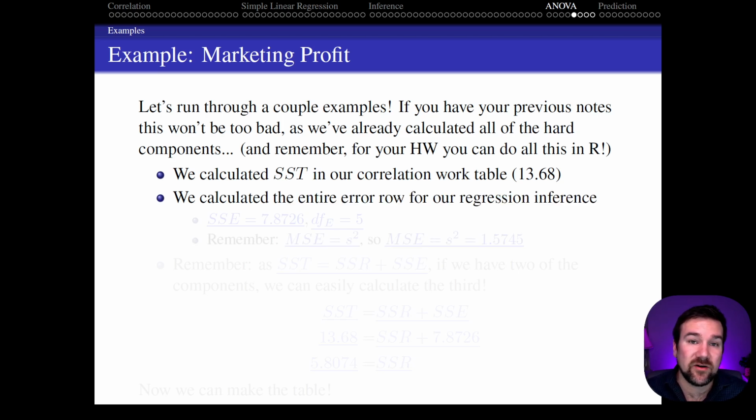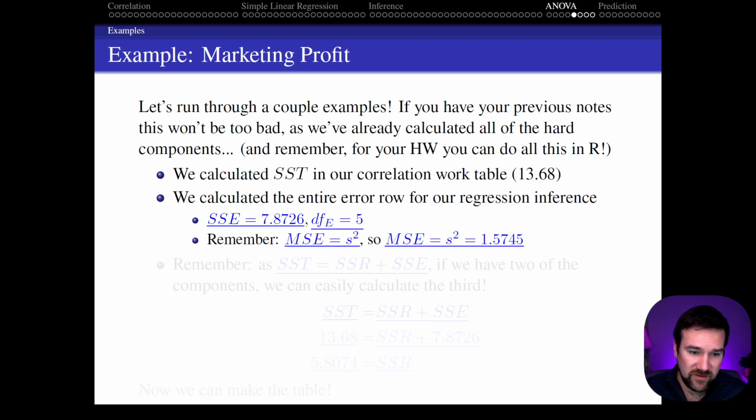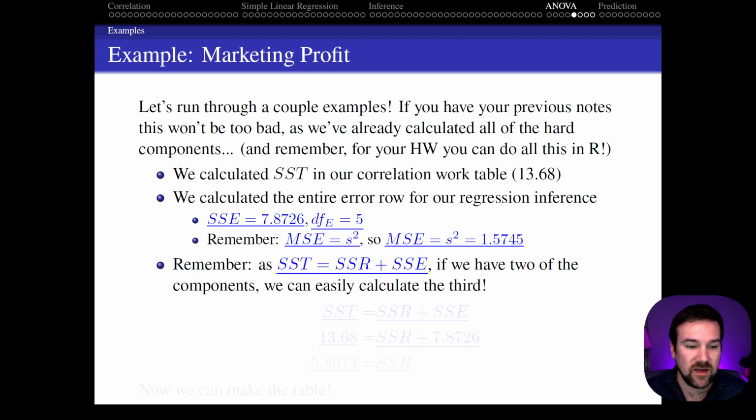We calculated the entire error row in the regression inference. So remember, we calculated the SSE, we calculated the degrees of freedom E, DFE, MSE. Well, remember that was just S squared, and we calculated that to be 1.5745. But remember, this is super easy with SSE and DFE. The mean squared error is just the sum of squares error divided by the degrees of freedom error. So MSE equals SSE over DFE. So you could just as easily take 7.8726 divided by 5 to recalculate that 1.5745. But we already did that in a previous section, so we can just copy and paste that too.